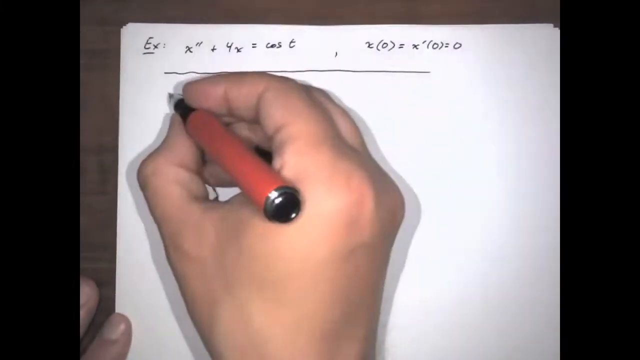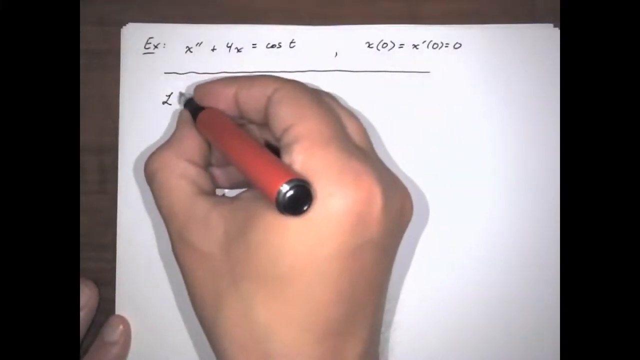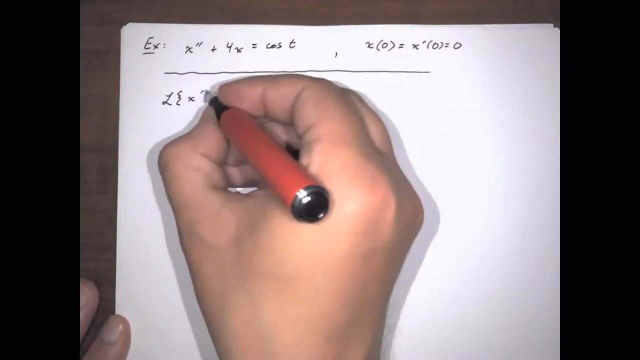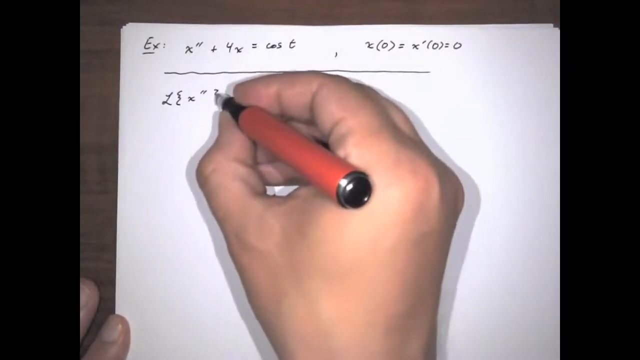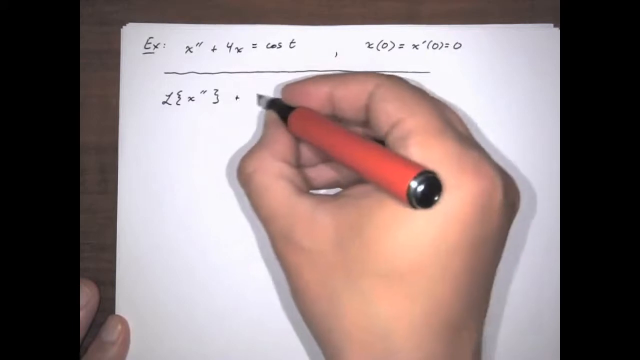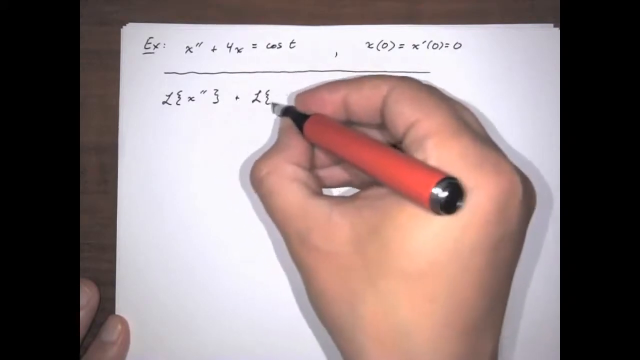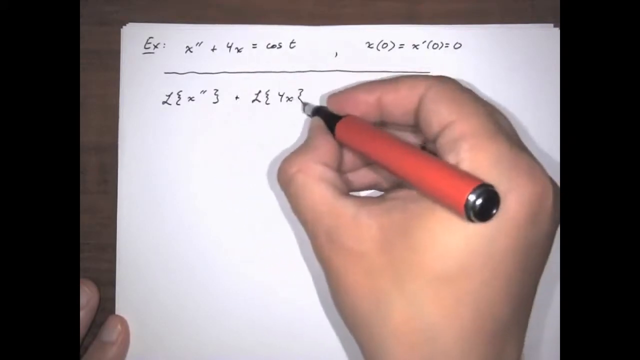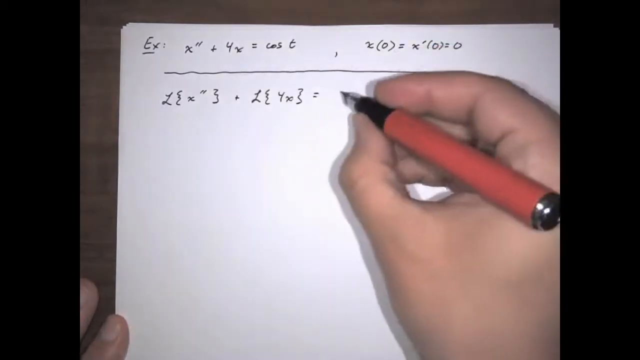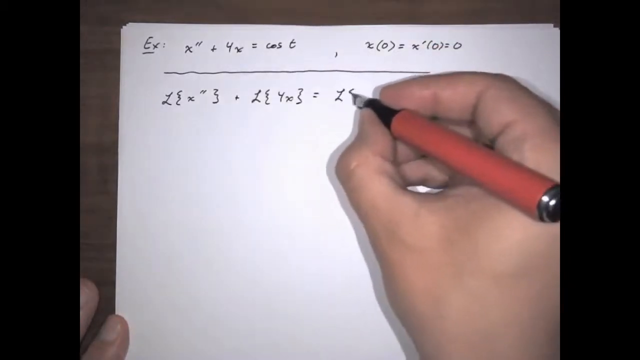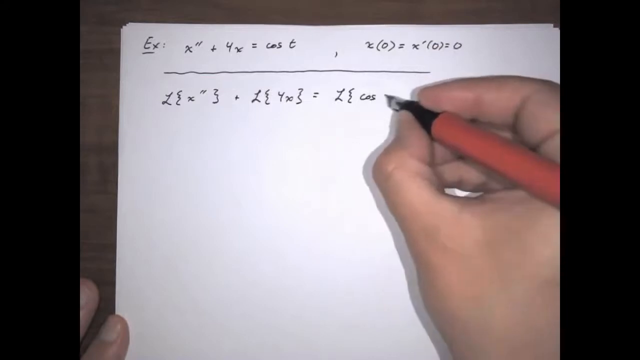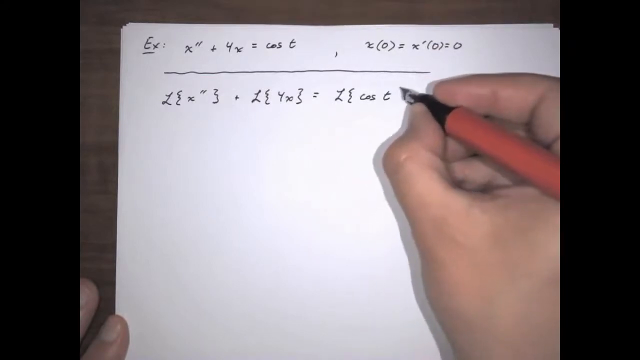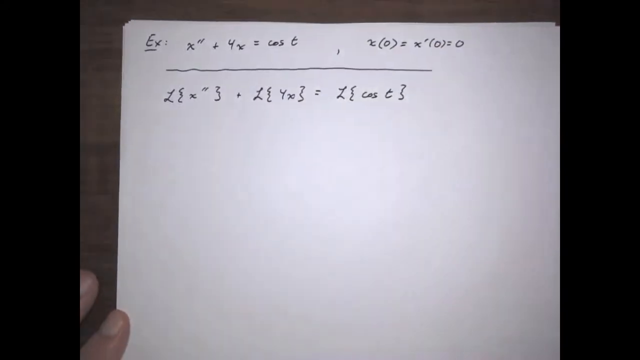Alright, so first we have to take the Laplace transform of both sides. So it's the Laplace transform of x double prime, where x is, remember, a function of t, plus the Laplace transform of 4x is equal to the Laplace transform of cosine of 1t, or just cosine of t.